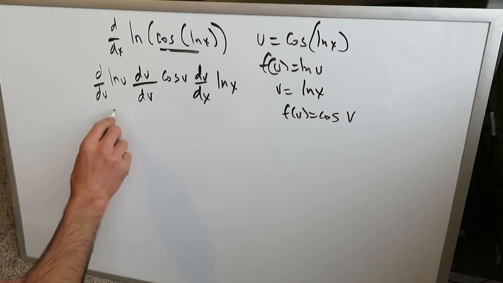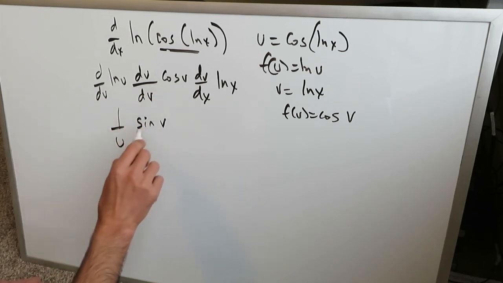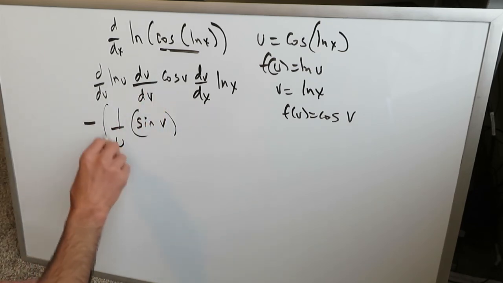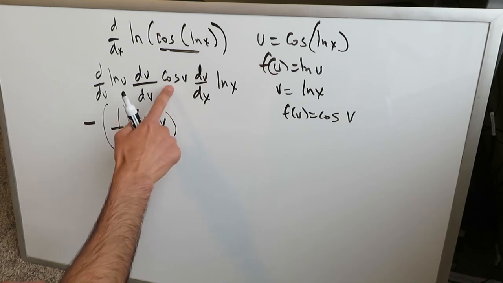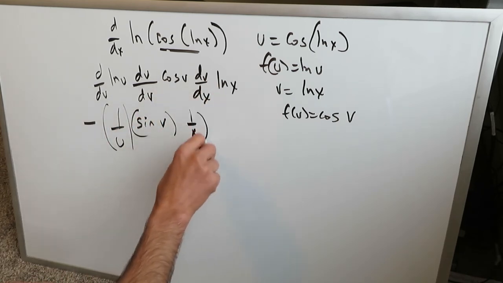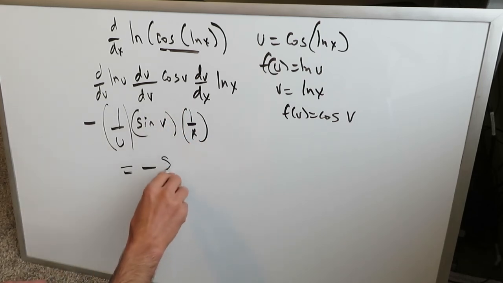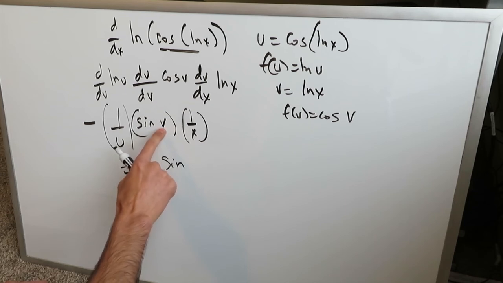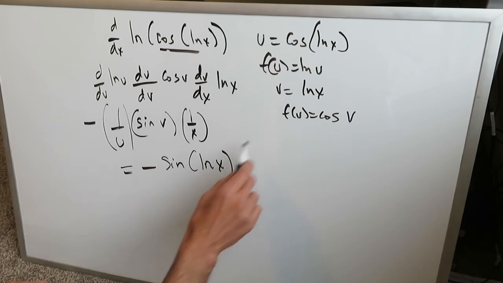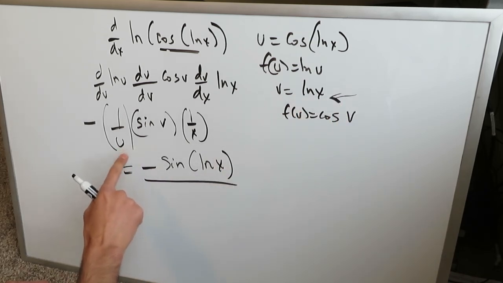Now for each of these, the derivative of ln u becomes 1 over u, cosine v becomes sine v, but cosine generates a minus. I'm just putting the minus right out over here because the derivative of cosine is a minus sine. The derivative of ln x is 1 over x. Now we have this minus come here, and we have the sine. Sine v must attach back to its original substituent. v was ln x right over here, ln x all over u and x.